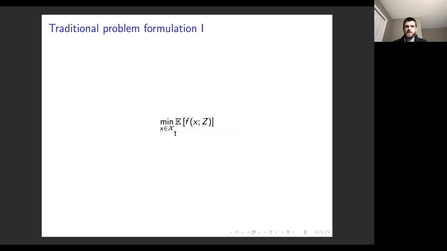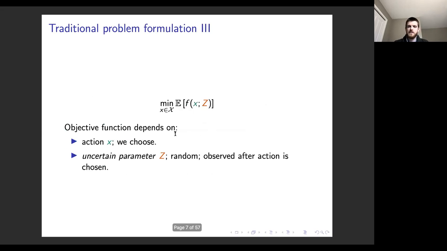So kind of a traditional problem in optimization under uncertainty might look something like this. Here we have an objective function f, which depends on both the action x that we get to choose and also depends on some uncertain parameter z, which is going to be random and which we aren't going to see until after we choose our action. So we choose the action x, and then the random parameter z is observed, and then we basically collect the objective function f of x and z.